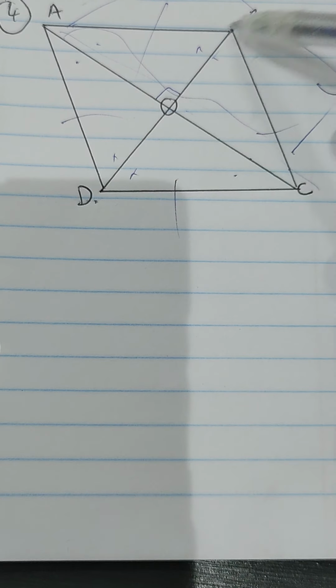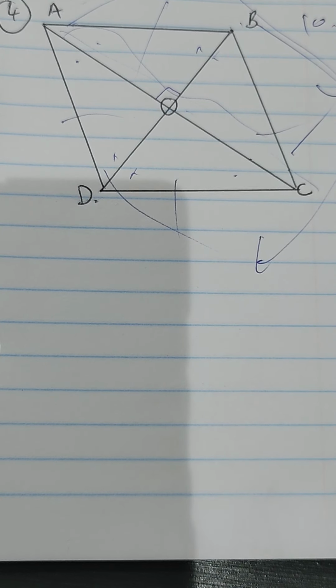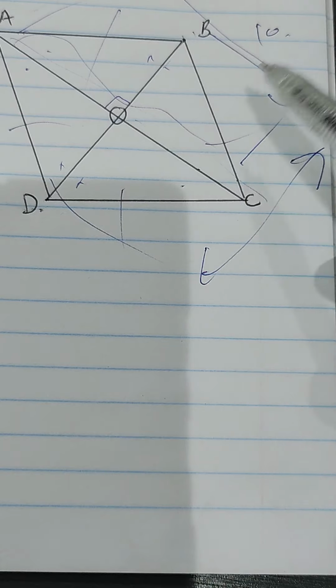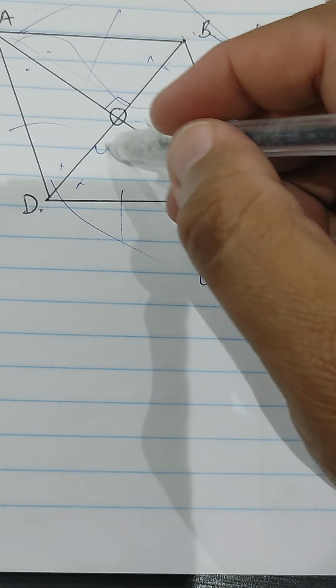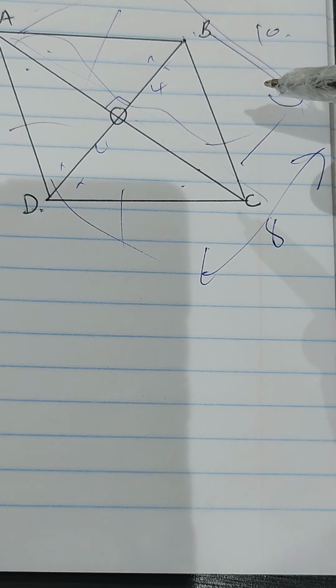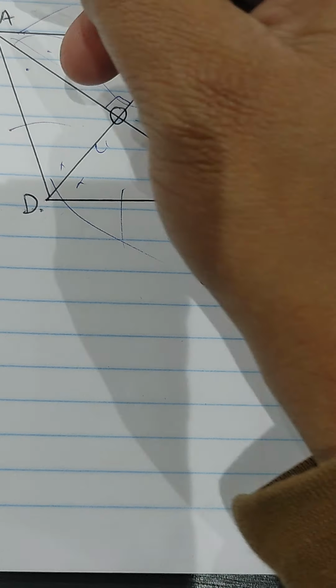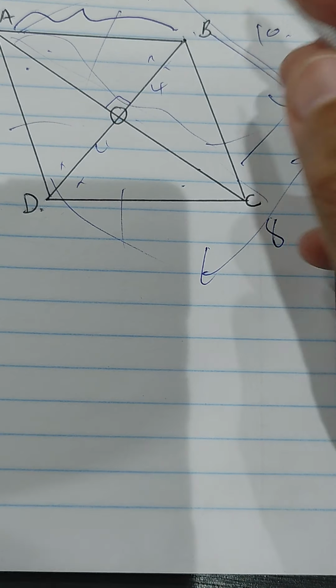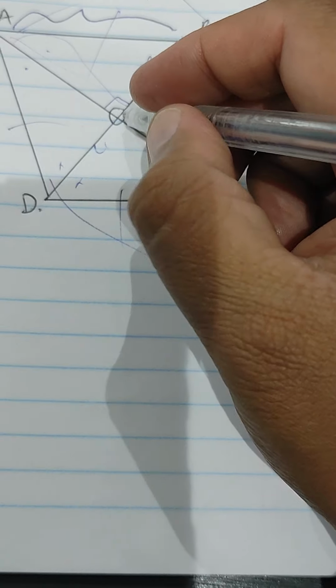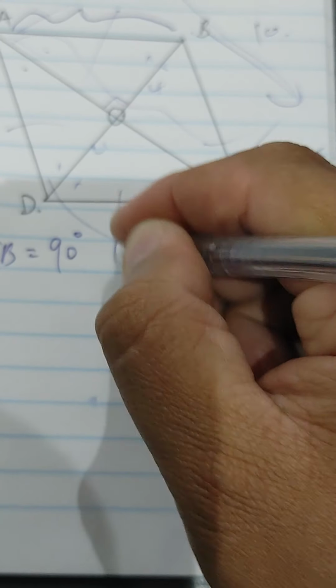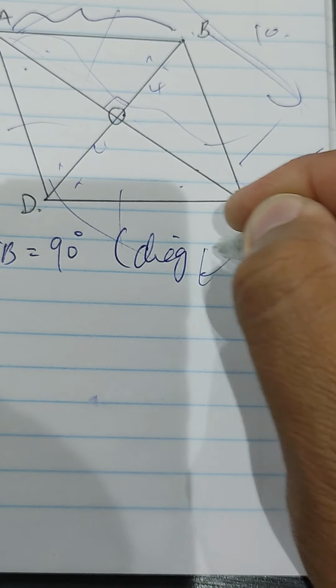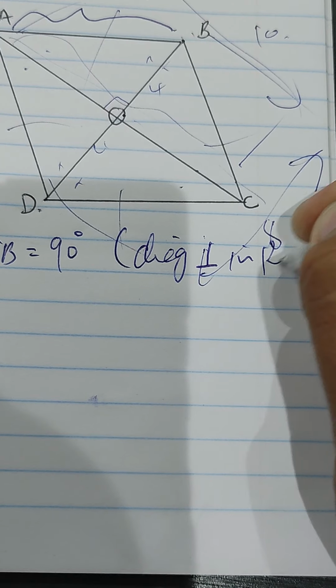BD, from there to there, BD is 8. So I have 4 and 4. Diagonals bisect each other. Calculate AB. Okay. So again, Pythagoras. So I need 90 degrees here. So I'll start off by saying that AOB equals 90 degrees. Why? Diagonals are perpendicular in a rhombus.